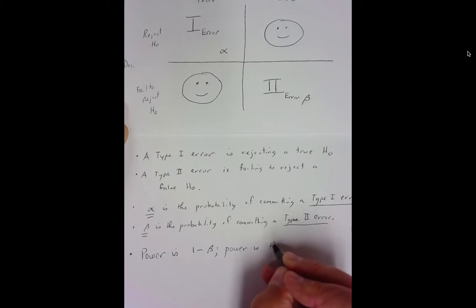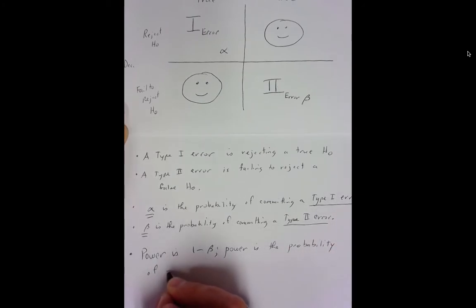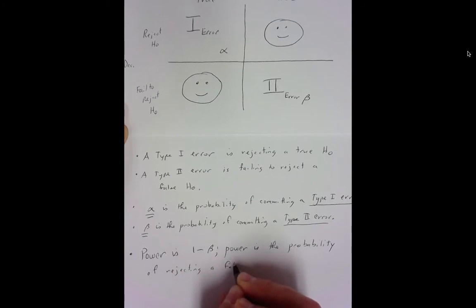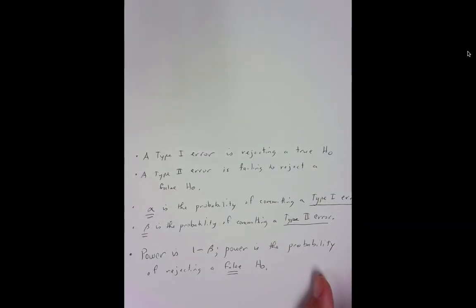Power is the probability of rejecting a false H sub O. That's the purpose of any test of hypothesis. If the null hypothesis is false, we want to have enough power to be able to reject it. Now, guys, there's a lot more going on here. But again, this is an introductory class, so we want to keep it at an introductory level.